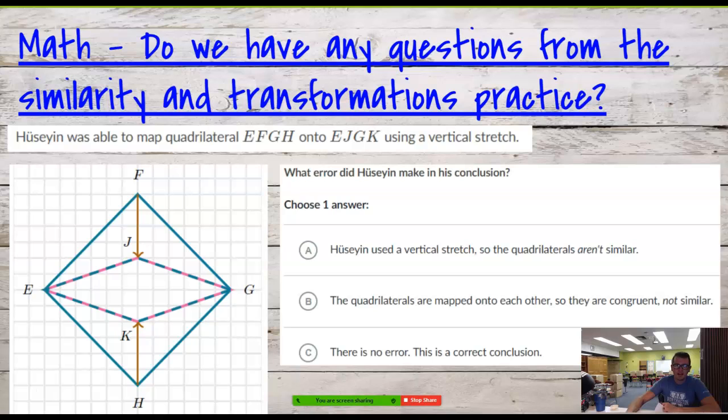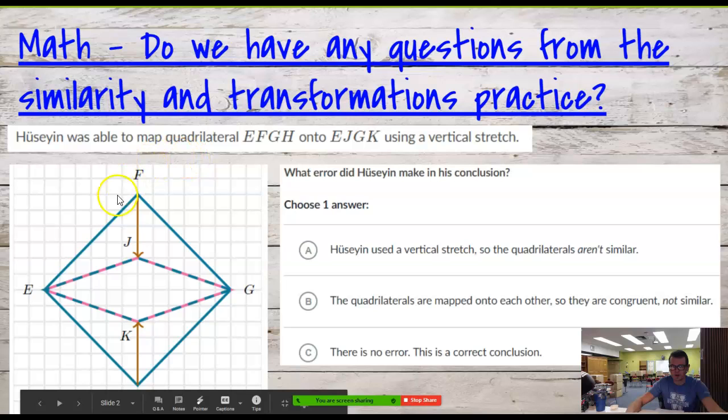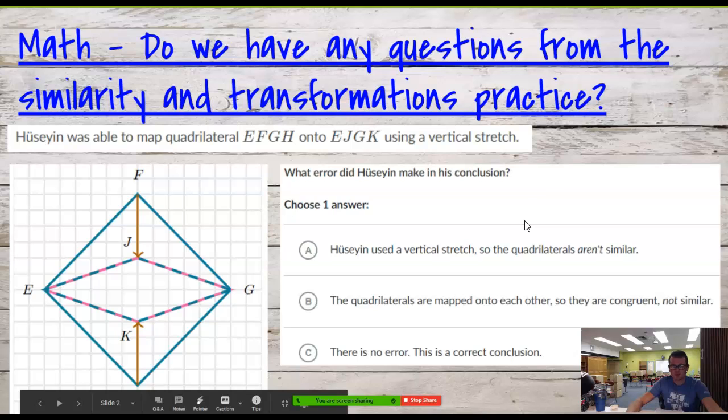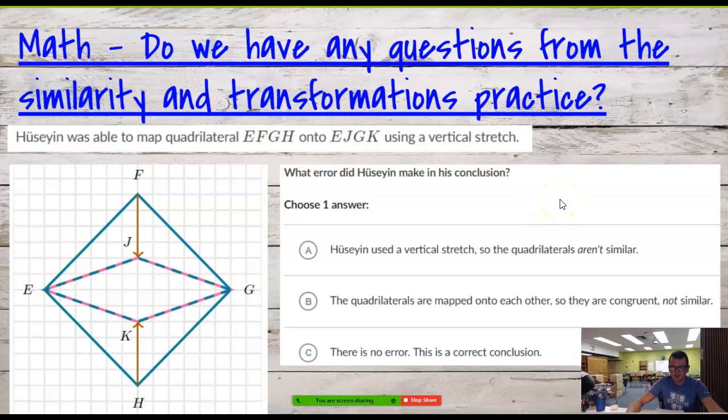Did anybody have any questions from the similarity and transformations exercise? Part of what we did yesterday was talk about similarity and congruence through that Desmos activity. So when we look at EJGK compared to the original EFGH, who can tell me what's up here? What's wrong? Are these similar figures? Are these congruent figures? Are they neither? Do we really need to review some vocab, probably.